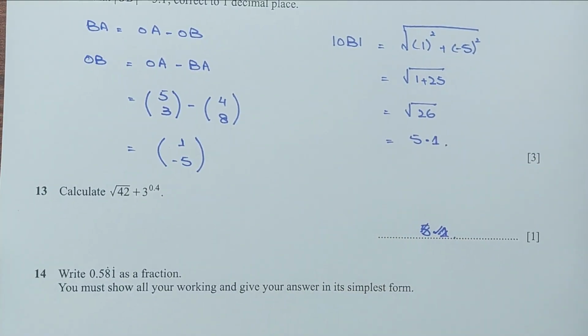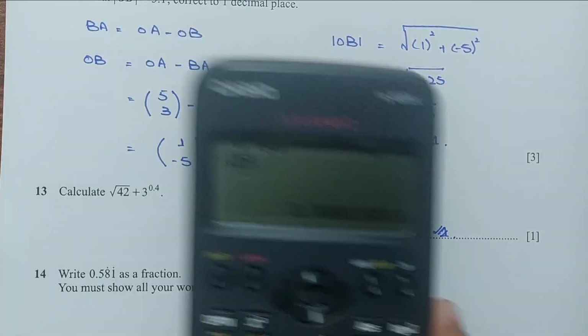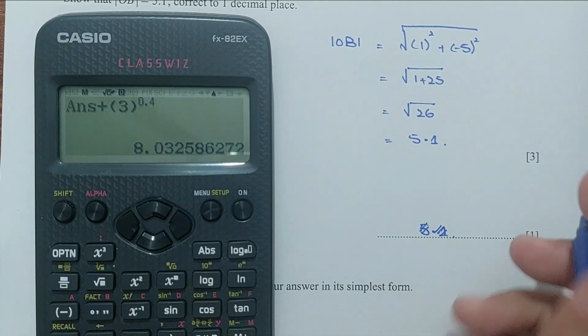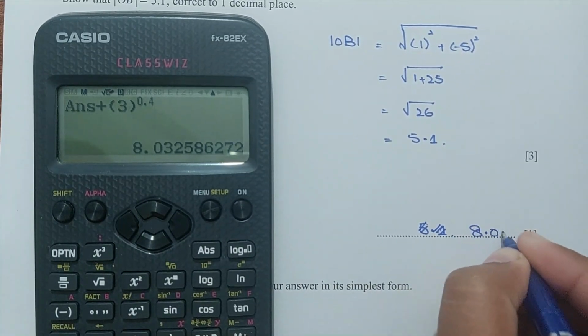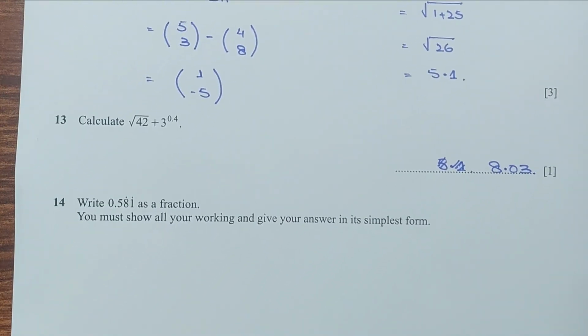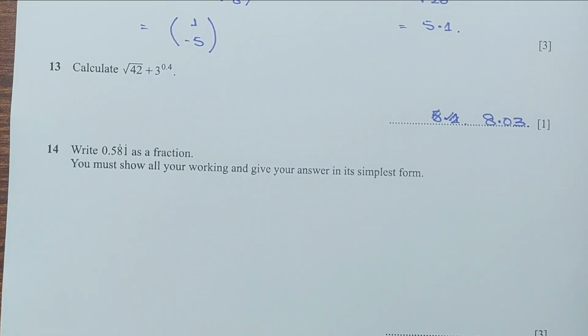Right, now for question number 13, calculate this. Okay, so we have to do square root of 42 plus 3 exponent 0.4, which is 8.03. Right, 8.03. Question number 14, write this number as a fraction. You must show your working and give your answer in its simplest form.